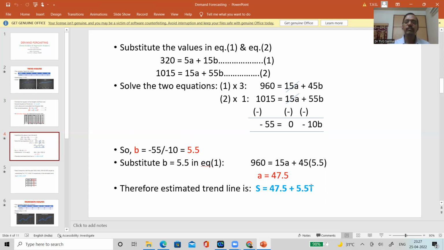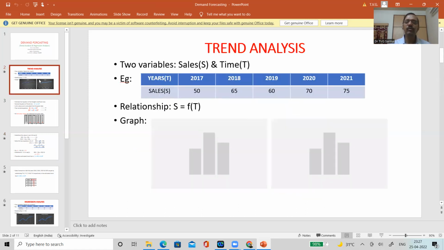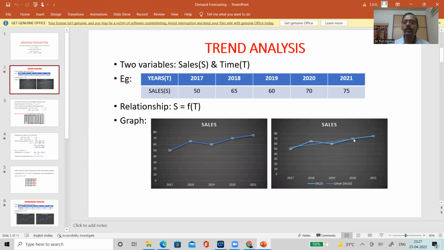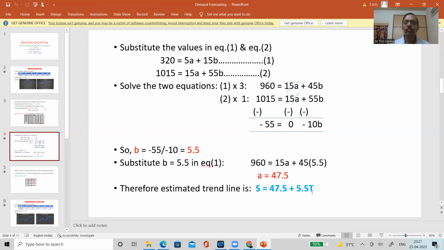So this is the estimated trend line, the equation of this particular line that I have got. Based on the values of short-term fluctuation in sales, I have got the long-term trend variation, and this long-term trend variation is approximated by this particular equation.